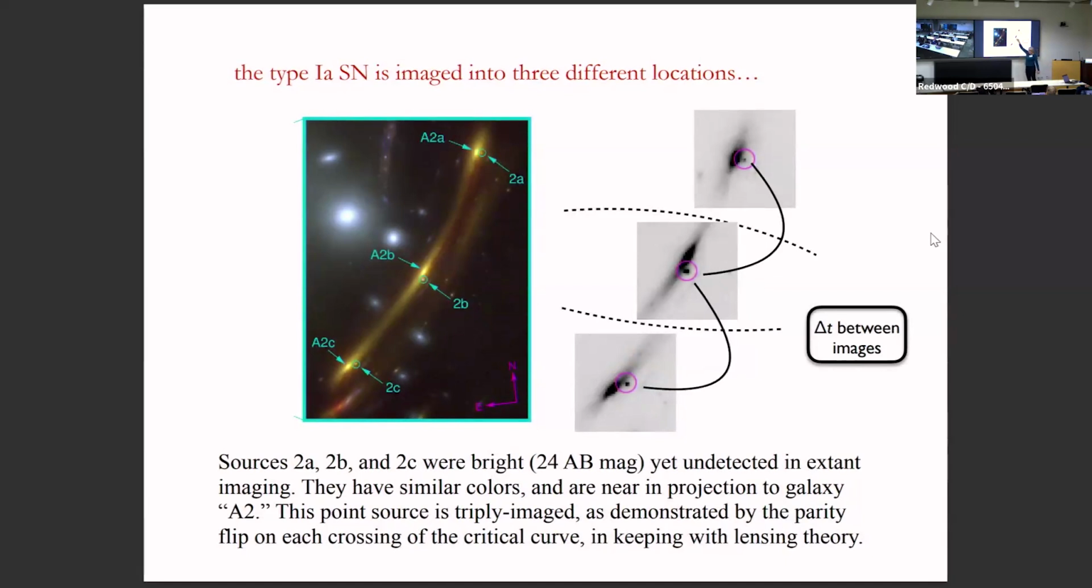And image B is the brightest. We intercepted image B very close to peak brightness of the supernova. Why do they have different brightnesses? Well, because of course we intercept them during different times of their explosion.